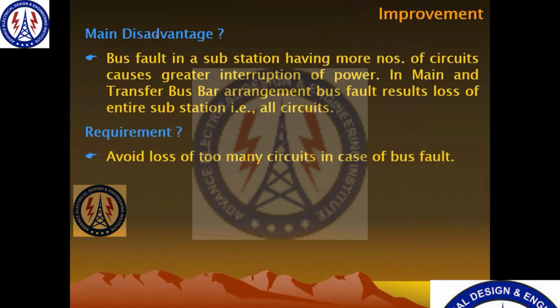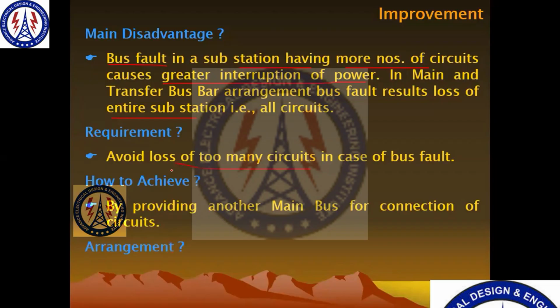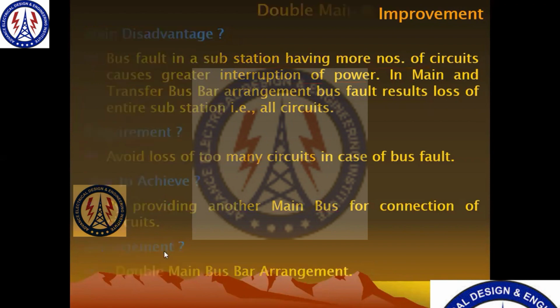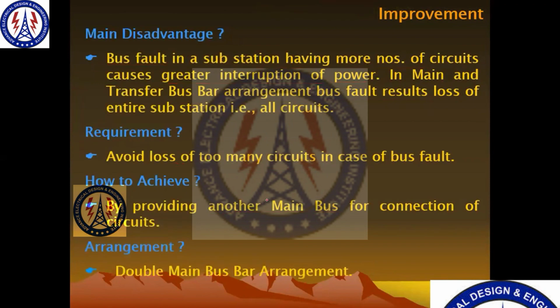So here the main disadvantage is again the same: a bus fault in a substation having more number of circuits causes greater interruption of the power. Though the bus fault is less likely, in the main and transfer bus bar arrangement a bus fault results in the loss of the entire substation. So to avoid this, we are putting another main bus. With this, we have the double main bus bar system.